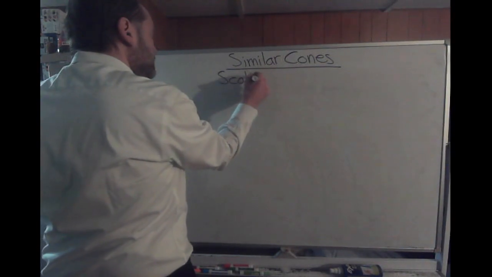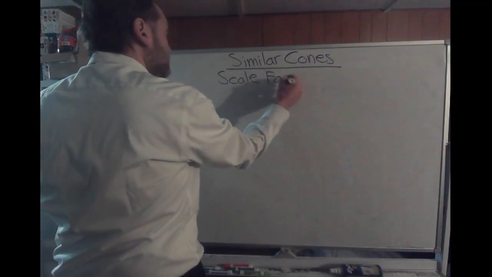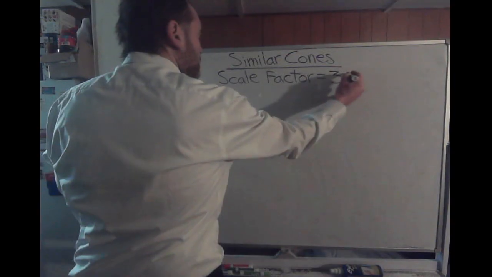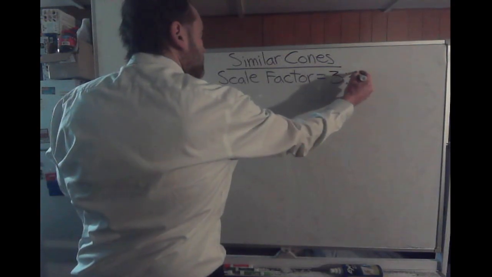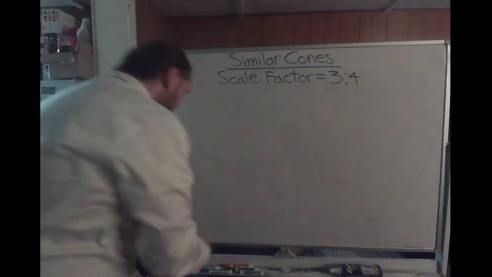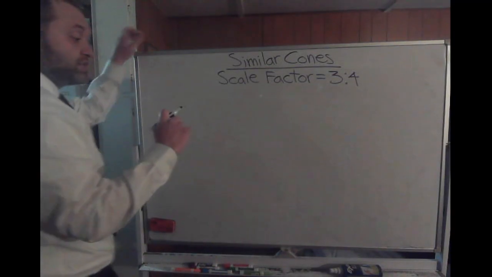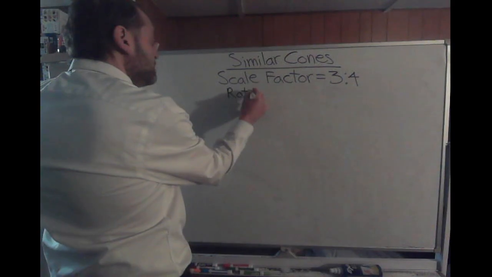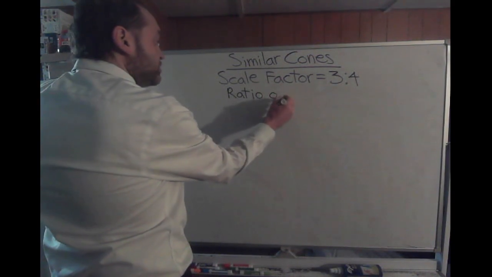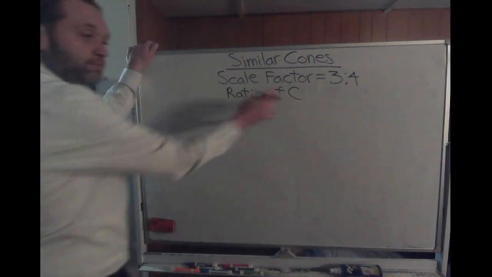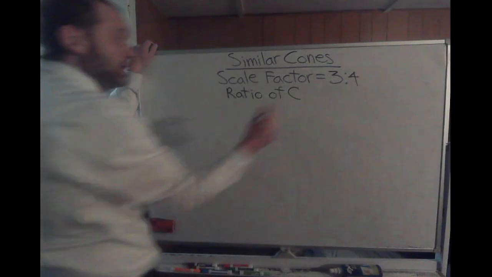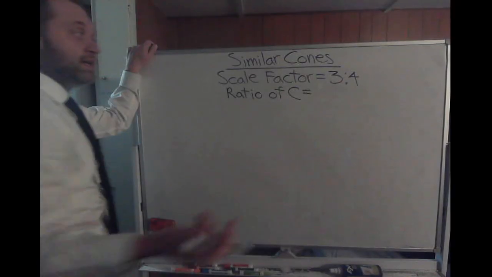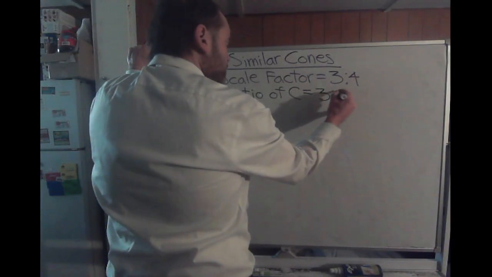So for the first one, you have a scale factor that is 3 to 4. We need to find the ratio of base circumferences, which I'm going to abbreviate as the ratio of C, ratio of circumferences of each similar cone. Well, since the circumference is a perimeter in its own right, it's going to be the same as the scale factor, which is 3 to 4.